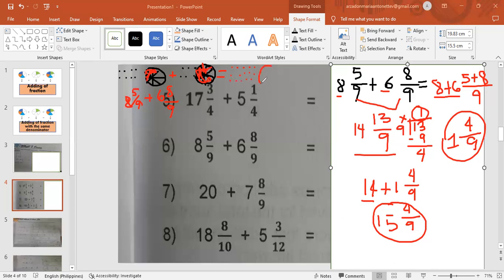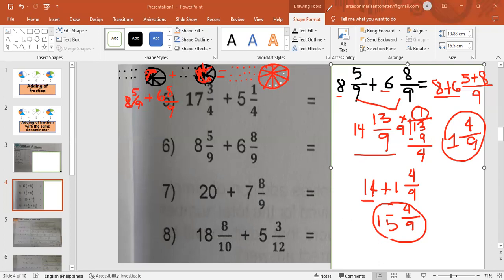15 pizzas. And the other pizza has another 9 parts. 1, 2, 3, 4, 5, 6, 7, 8, and 9. And only 4 are shaded. 1, 2, 3, 4. So look at that circle. It's not yet complete. That's why this circle cannot move to another to become 16, so it remains 15 and 4 over 9. Okay, understood, class?